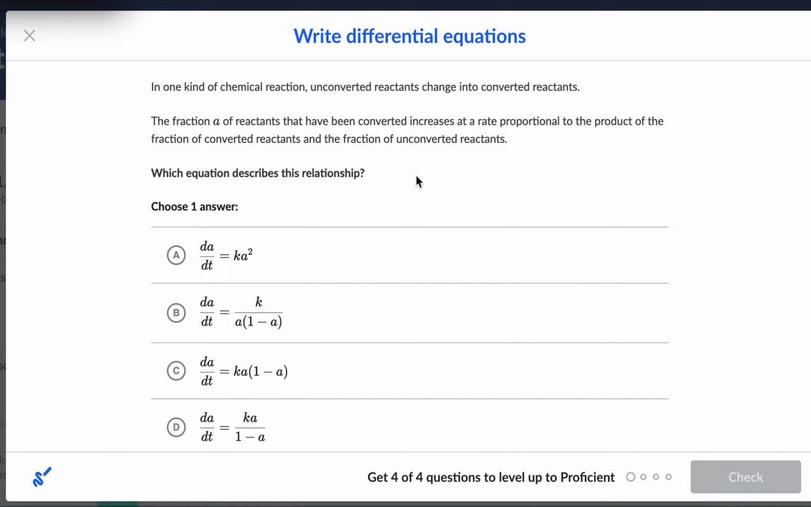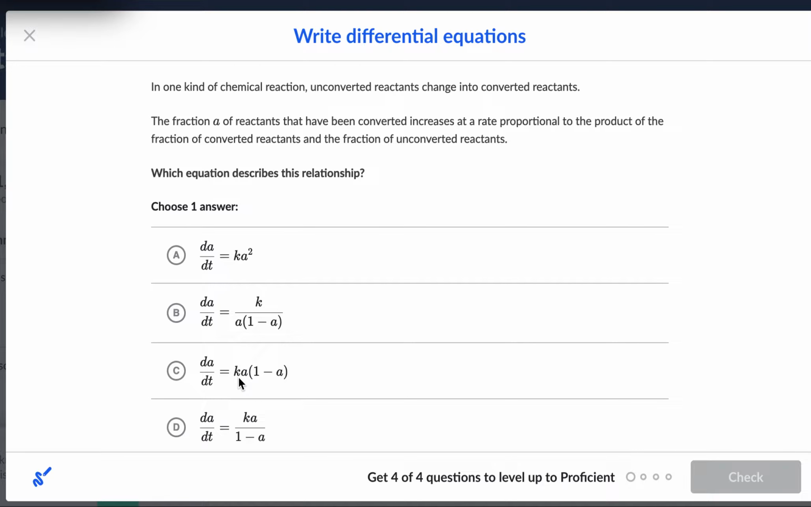All right? So if you go down here, we have the fraction A of reactants is changing, and that's the dA/dt. Okay, so then we're saying it's directly proportional, at a rate proportional to the product of that fraction and the unconverted fraction. So that is going to be A times 1 minus A with that constant of variation thrown in there. So it looks like this is our best candidate.